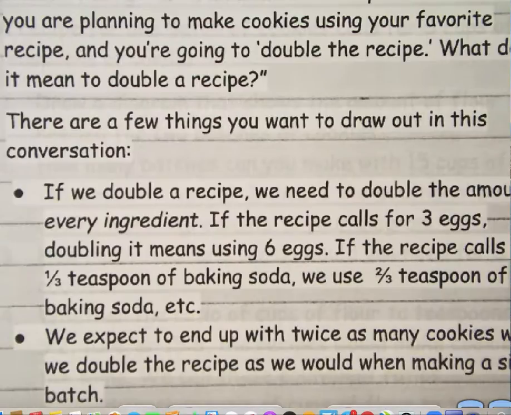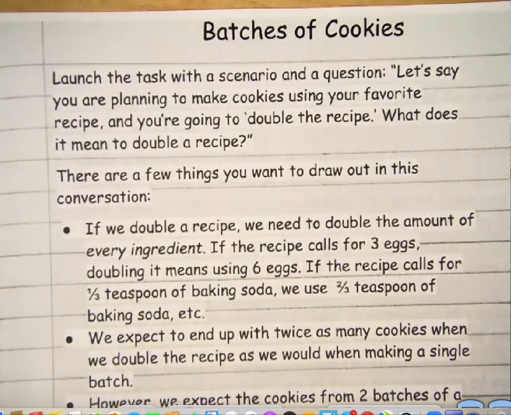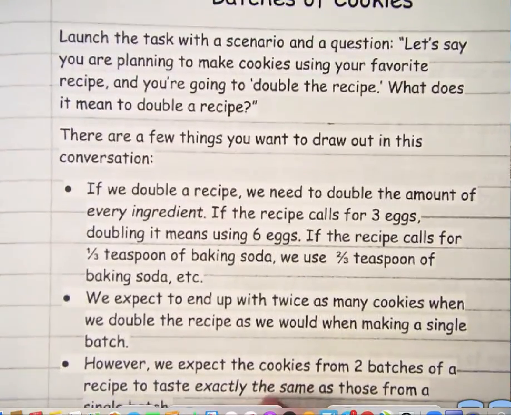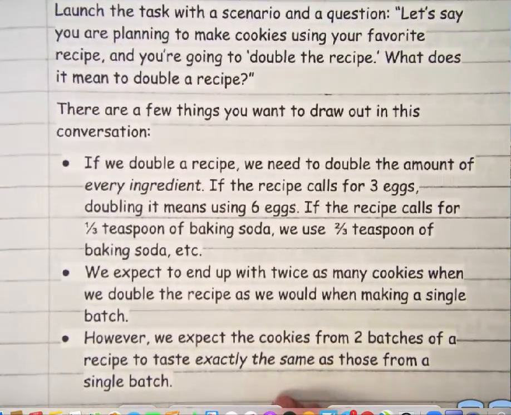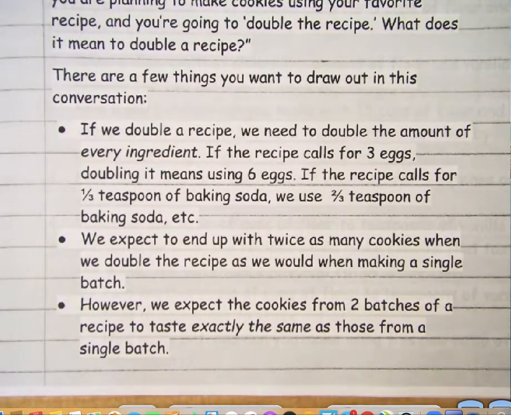Okay? All right. So we just talked about this. So let's talk about batches of cookies. Okay? You're planning to make cookies using your favorite recipe, and you're going to double the recipe. What does it mean to double? Well, double means times what? Double means, of course, times 2.